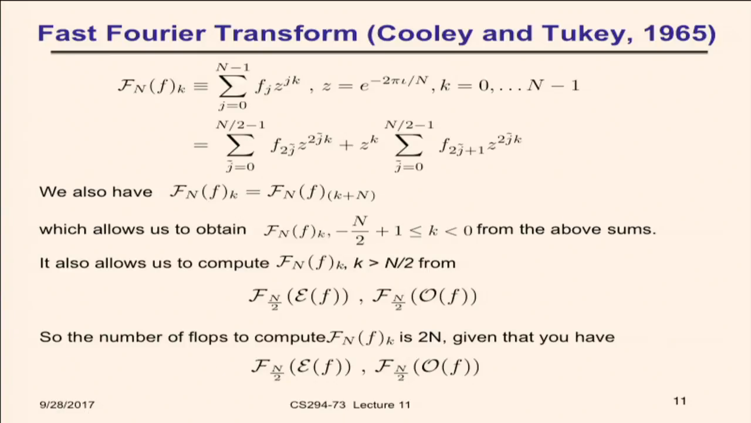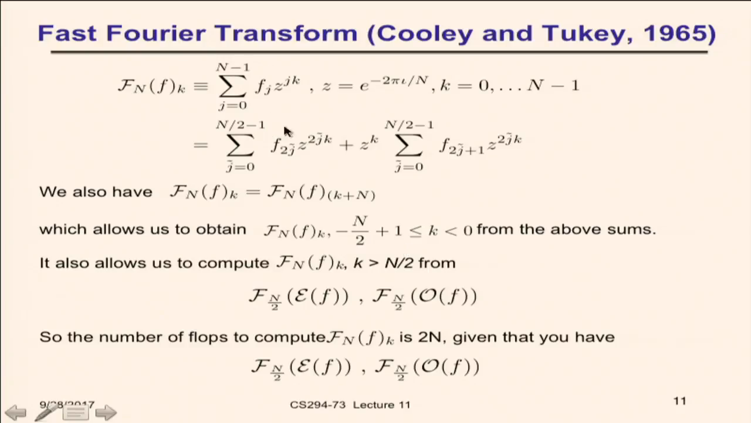So again, we're assuming n is even. We want to compute Fn of Fk, the kth Fourier coefficient. That's the sum from j equals 0 to n minus 1 of Fj z to the jk. Now I'm going to shift the origin of k to be 0 to n minus 1. I said I could do that because I can always shift it back, and in fact, I tell you right down here how to shift it back.